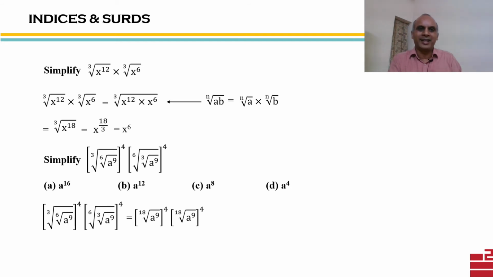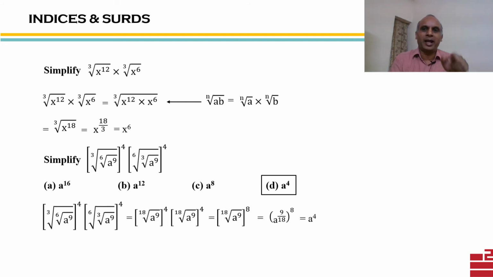And similarly for the second part, 6th root of cube root of this, that means 6 into 3, 18th root of that. And then we see what? We see that both the terms are the same, so powers get added. We get this, and moving further, we will get (a to the power 9 by 18) whole to the power 8. And that simplifies to a to the power 4. D option. Okay, so our basic rule to be applied here was nth root of mth root of a is equal to n into mth root of a.